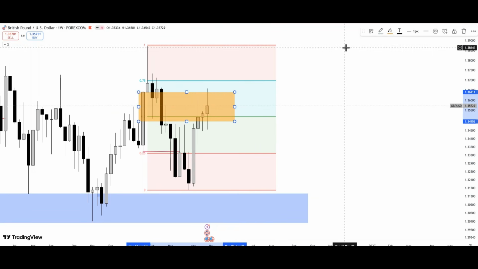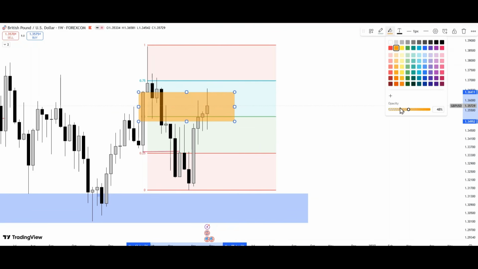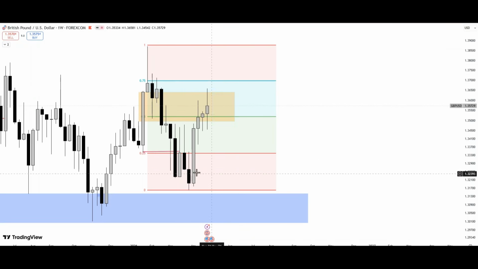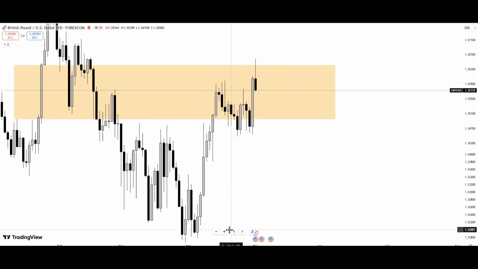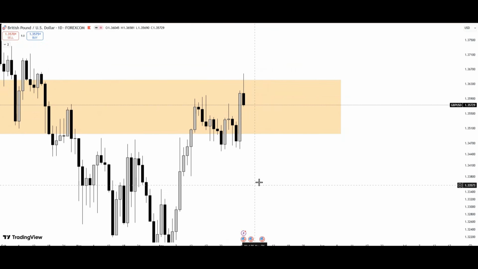We do not want to see price invert or reclaim this inversion fair value gap. We want price to use this inversion fair value gap to push price lower. So let's look at the daily time frame. If you look at the daily time frame, you can clearly see GBPUSD.